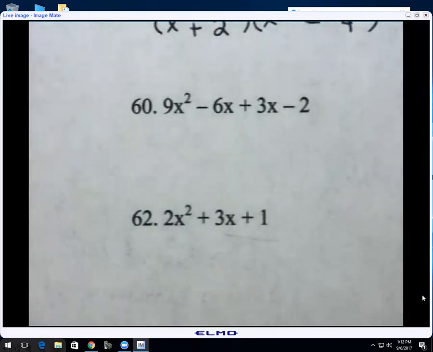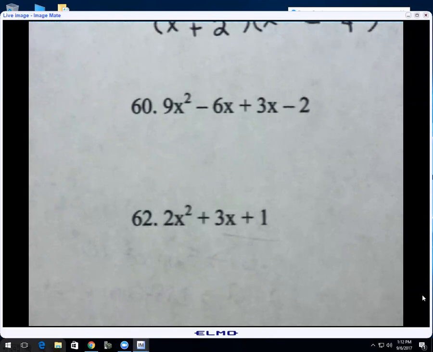Is there a GCF? Nope. How many terms does it have? 3. Could it possibly be a perfect square trinomial? First term's not a perfect square. Not the easy kind, so it must be the little bit harder kind.